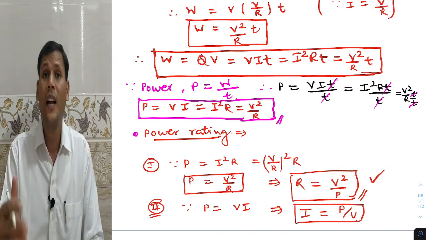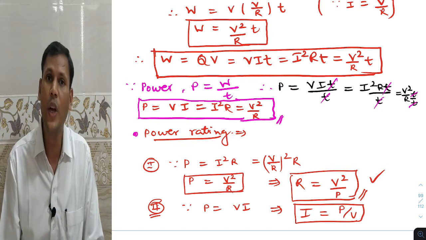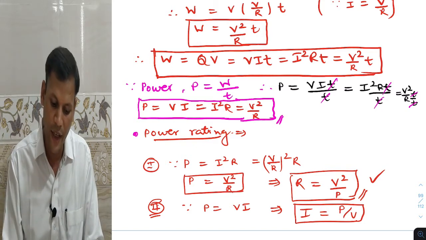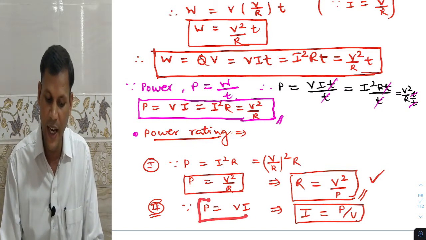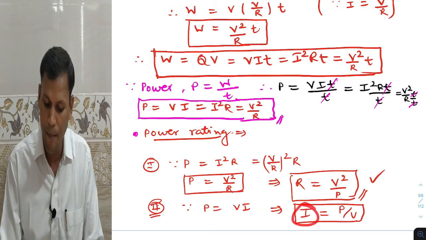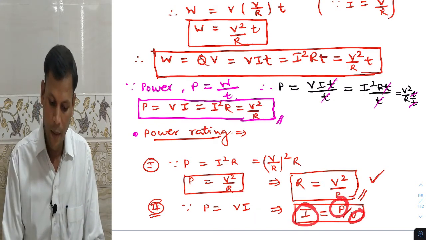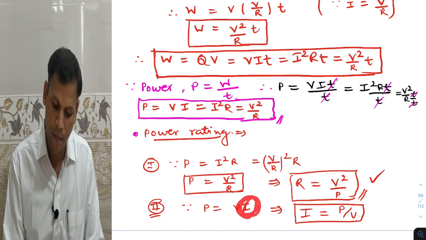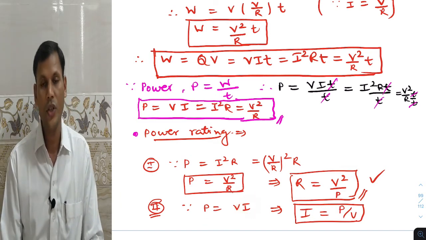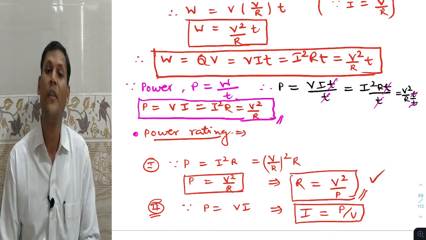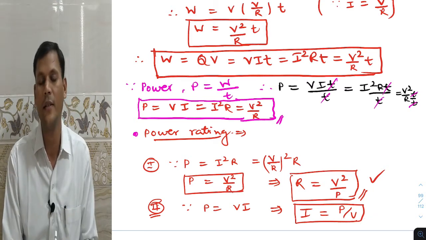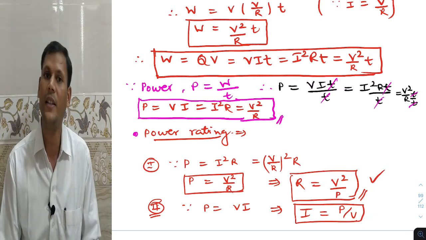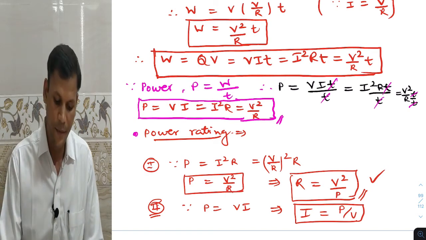Next is the current rating. If we have to calculate the current rating, we know power is VI, so current I will be power upon V, power divided by voltage. So all these formulas we will use for the numericals. So let us start question number 1.